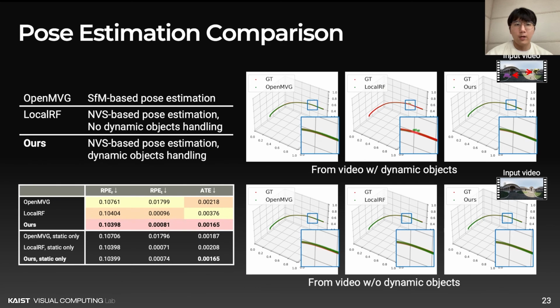We also evaluated how robustly 3 different methods can estimate the camera trajectory from dynamic 360-degree videos. Ours shows the most accurate results thanks to our bidirectional optimization scheme.